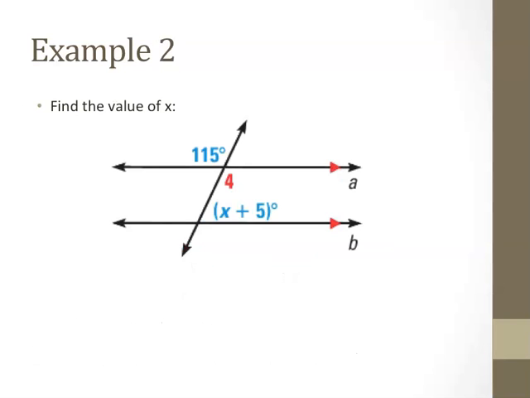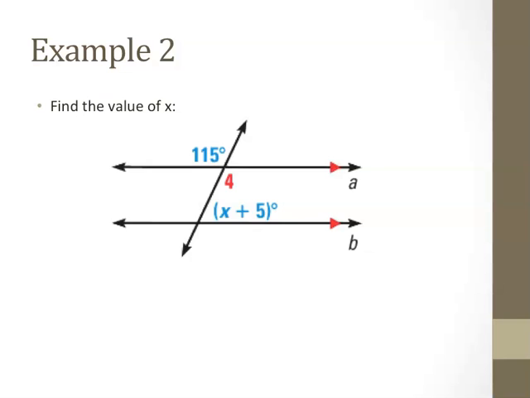Okay, example 2. So before we can determine the value of x, we have to determine, well, that 115 degree angle and the angle that's labeled x plus 5, how do they relate to one another? Well, we know the 115 degree angle is congruent to the angle that's marked 4. How do we know they're congruent? Because they are vertical angles. So we know that angle 4 is also 115 degrees.